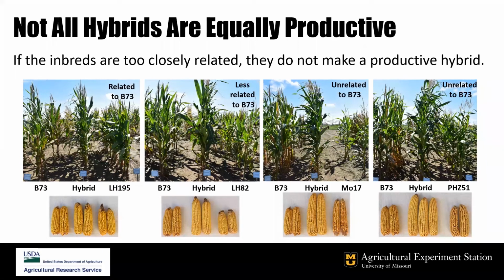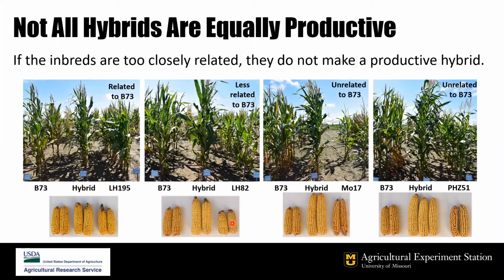If you start to make the parents more distantly related, the better your chances of making a good hybrid are. So when you cross B73 with LH82, which is much less closely related to B73, you can see the hybrid makes a very much bigger ear than either one of the parents. And so it's said to have heterosis or hybrid vigor. And this hybrid outperforms either one of the parents.